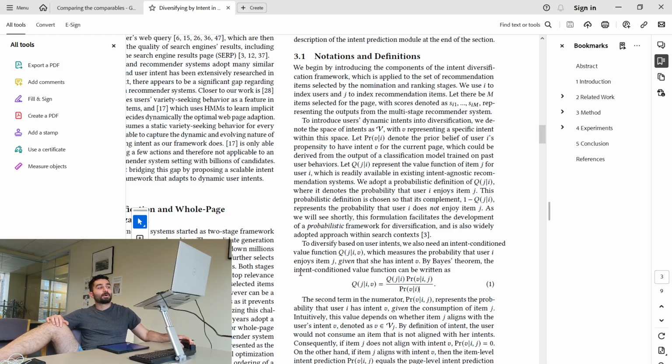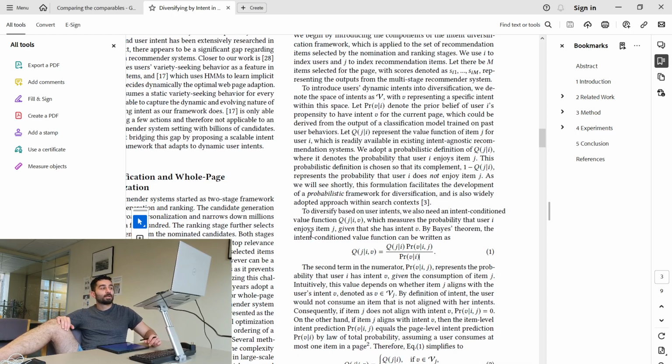On the other hand, if item J aligns with it, then the item level intent prediction equals the page level intent. Okay, so if V is in Vj, you are saying those two probabilities equal? Actually, I don't agree. For example, the paper was about YouTube. Intent could be learning, entertainment, and another thing was gaming, for example, right?